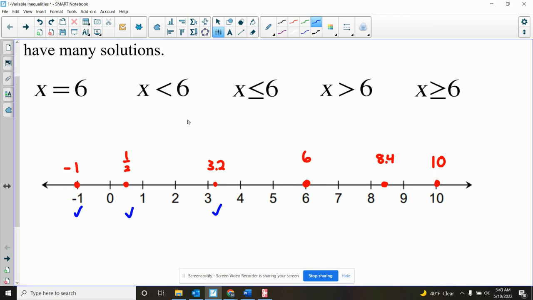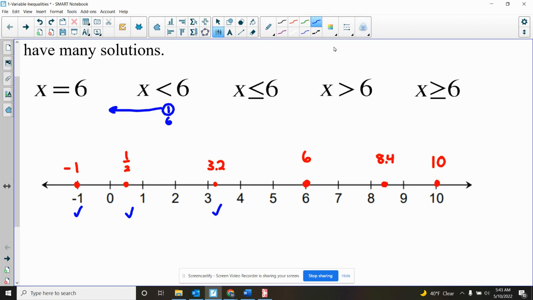So I'm going to put it this way. If I had 6 as my dividing line, that's 6. I don't want to include 6, so I'm going to draw a circle here but leave it empty. All the numbers that are to the left end up being solutions to this inequality.